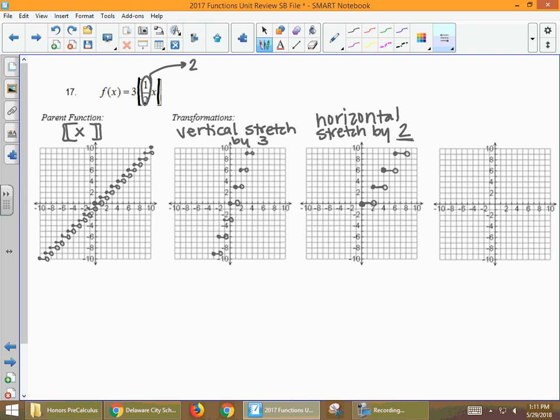Great, same way, we're doing this backwards now. Open circle at 0, negative 3. Closed circle at negative 2, negative 3. Open circle right below it. Closed circle at negative 4, negative 6. Open circle right below it, down at negative 9. Closed circle at negative 6, negative 9. And we don't need this last graph.